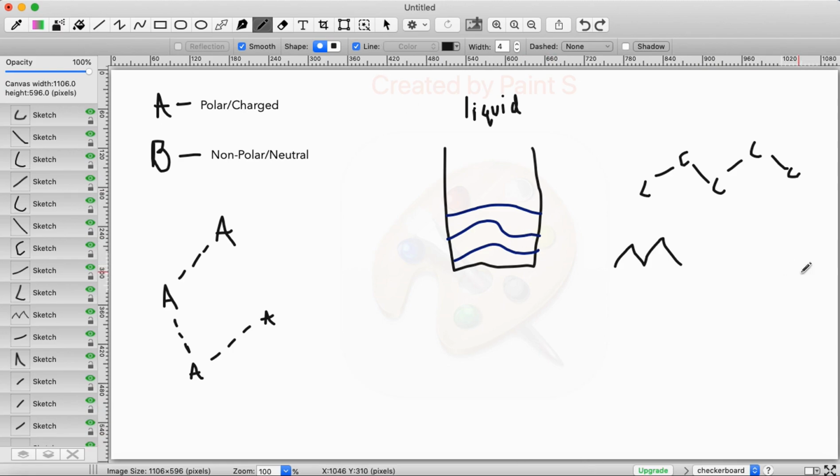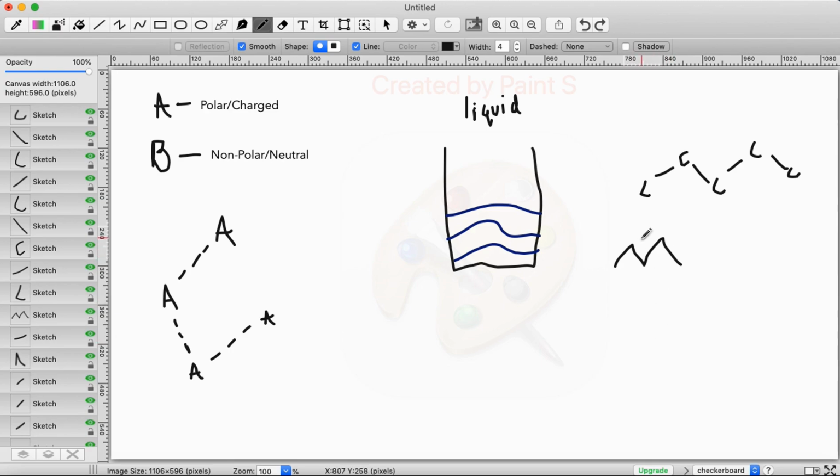So we have this right here. We clearly don't have any polar, right? There's no difference here. It's all the same molecule. Because it's all the same molecule, nothing is pulling electrons more than something else, because they're all pulling the same, right? So then how can they interact?